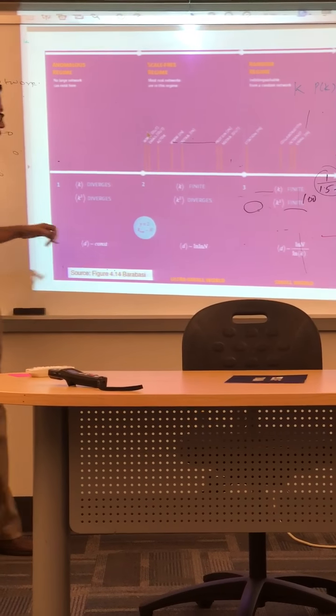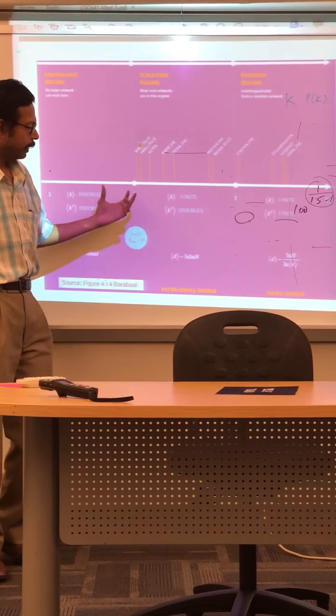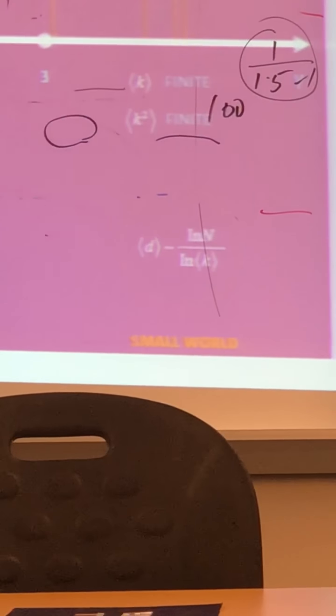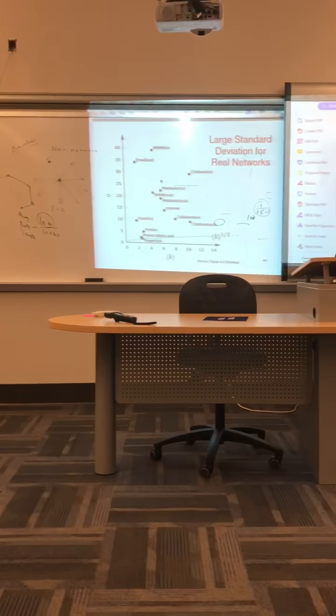Alright, so the average path length is also shown here. Between 2 and 3, the average path length is log n. If it is above 3, we can say it's log n divided by log of the average degree, because it is a random network, okay? So let us do a problem based on all of these now.